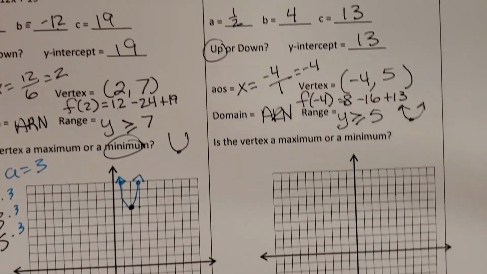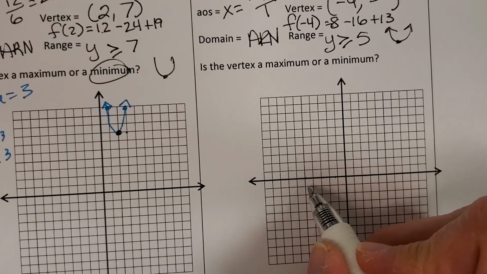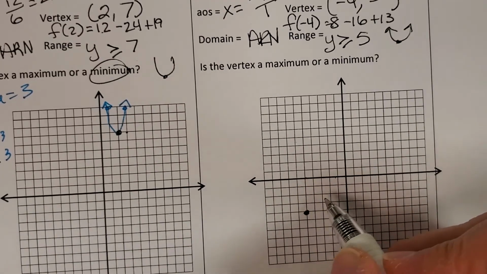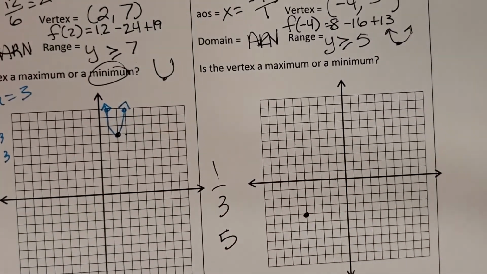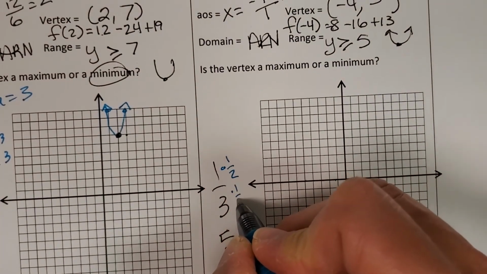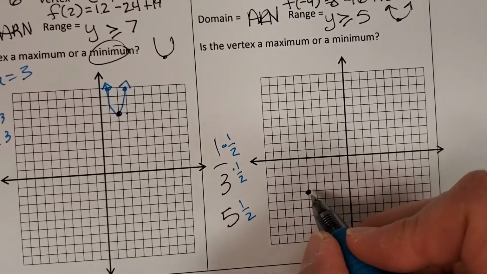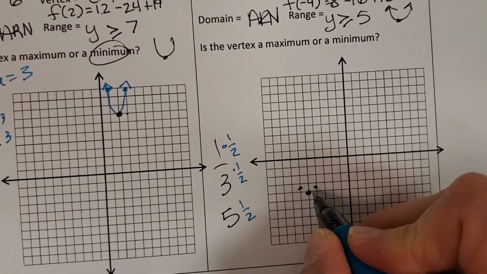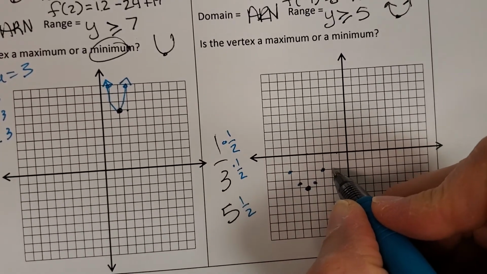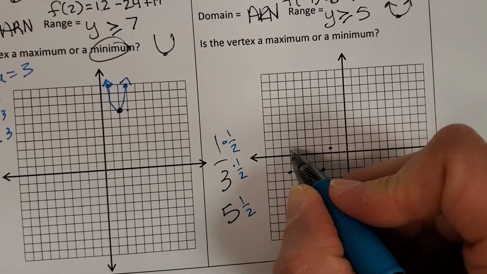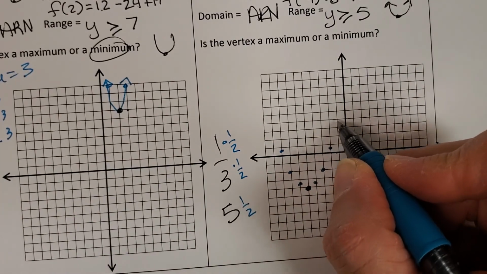So we're going to graph our vertex, which is 1, 2, 3, 4, 5, and down 4, 1, 2, 3, 4. And then our a, remember our 1, 3, 5 pattern? But now we have to multiply them by 1/2 each. And remember, it keeps going: 1, 3, 5, 7, 9, that's our pattern. So over 1, up 1/2. Over 1 more, up 3/2. Over 1 more, up 5/2. And then over 1 more, up 7/2 if you want to keep going.